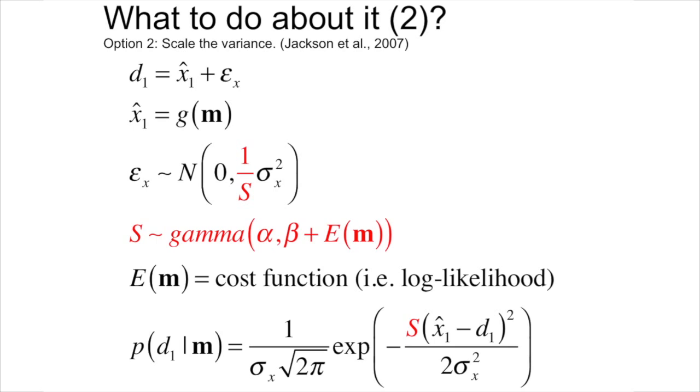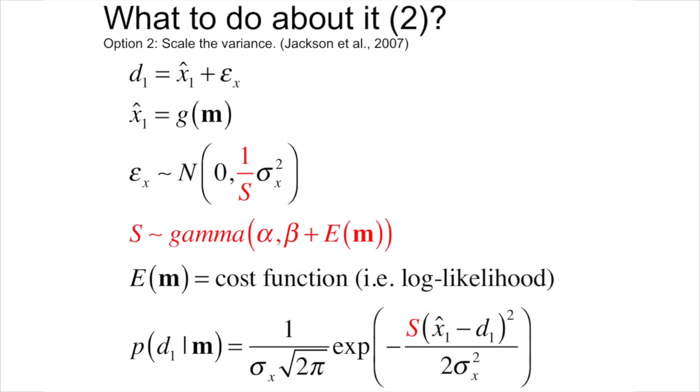Well, let's scale this variance by some additional amount when there is this irreducible error. So S is that quantity, and we pull S from a gamma distribution with parameters alpha and beta, with an additional factor here where beta plus the E of M, which is our likelihood value, our log likelihood value.